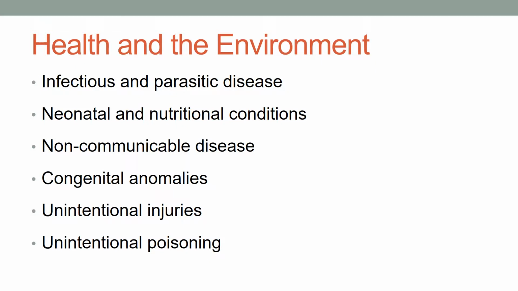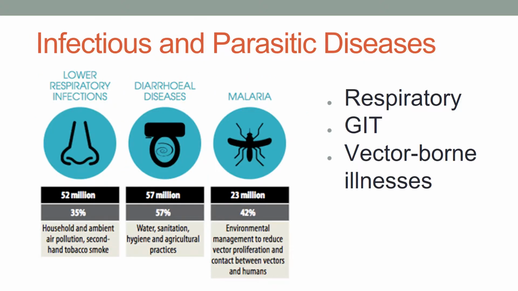There are a broad range of health conditions that are specifically related to the environment. These include infectious and parasitic diseases, neonatal and nutritional conditions, non-communicable diseases, congenital anomalies, unintentional injuries, and unintentional poisoning. The first group of conditions that I will talk about are the infectious and parasitic diseases.